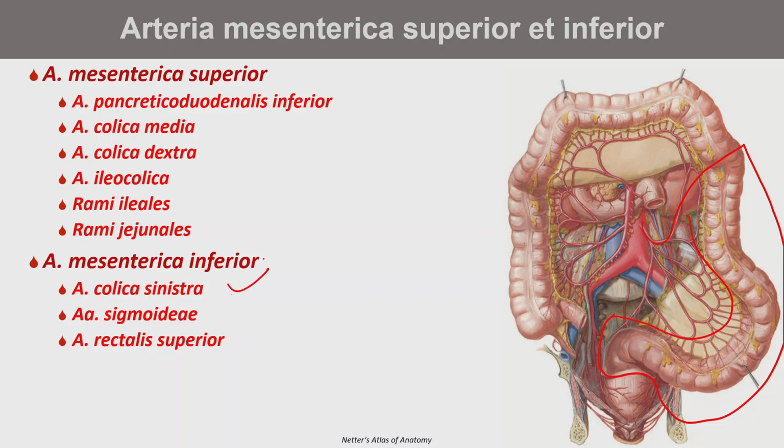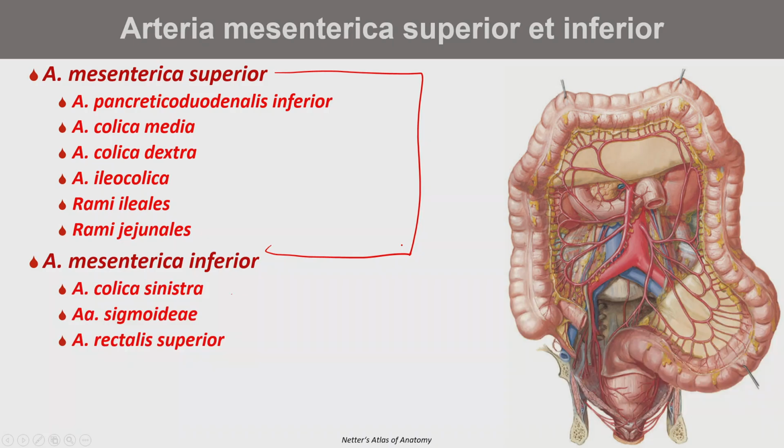The inferior mesenteric artery has branches: the left colic artery, sigmoidal arteries, which could be multiple, and the superior rectal artery. Those three arteries supply this part of the bowel. Then, it's very important that those two arteries are connected together. We know that the mesenteric artery and the celiac artery or celiac trunk are connected via the gastroduodenal artery and those branches or arcades along the pancreatic head. And here we have a very similar way.